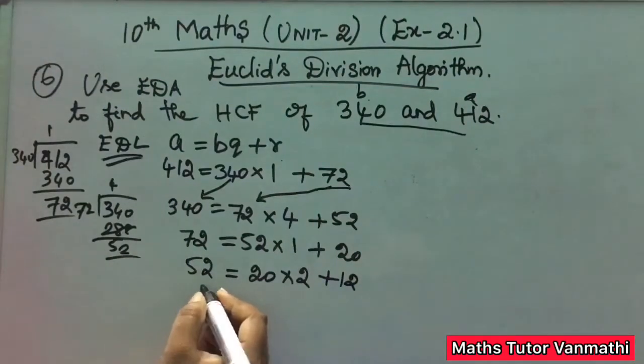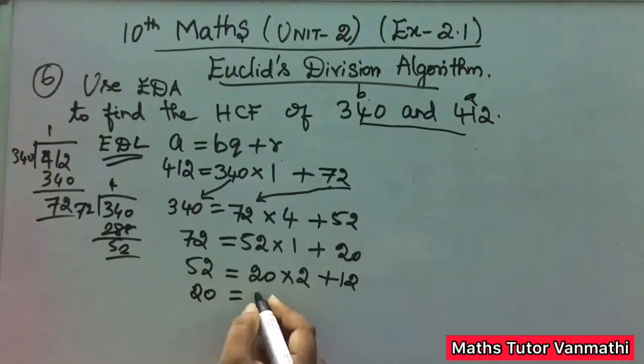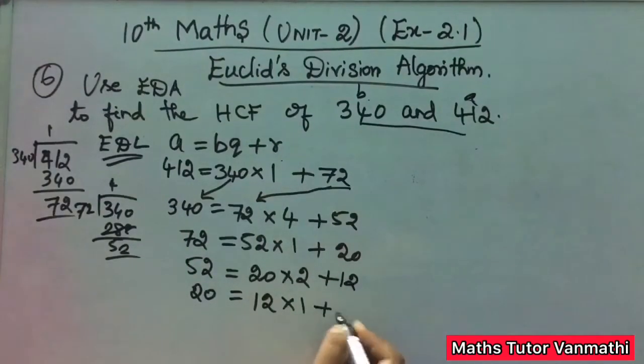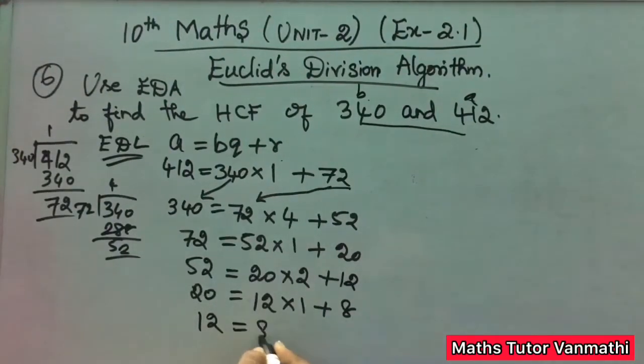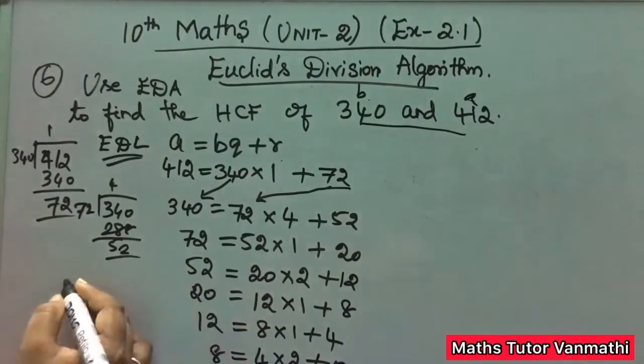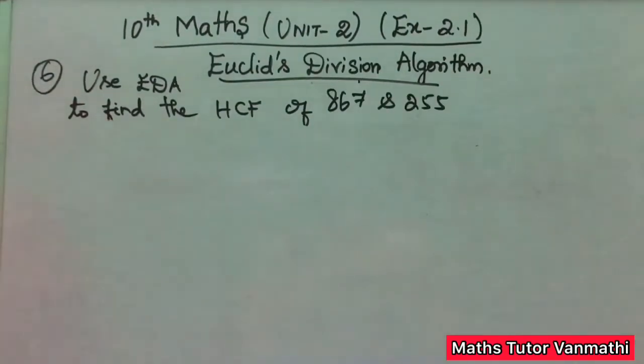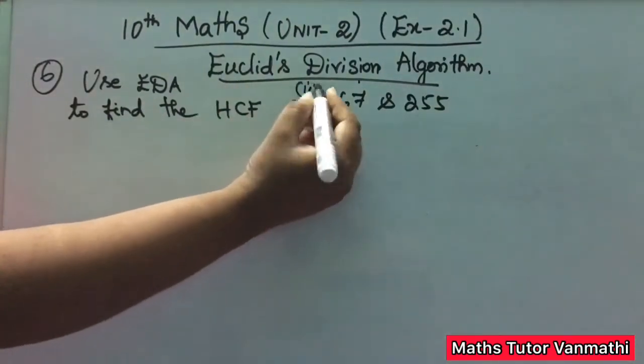Clear? Next, the process repeats. 20 equals 12 into 1, which is 12, plus 8. And again, 12 is equal to 8 ones are 8 plus 4. And again, 8 is equal to 4 twos are 8 plus 0. So finally we got the remainder as 0. So the HCF for this problem is 4. Clear? Same sixth problem, this is your second subdivision.